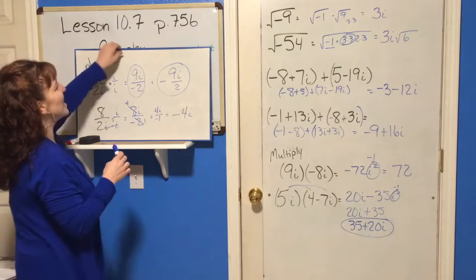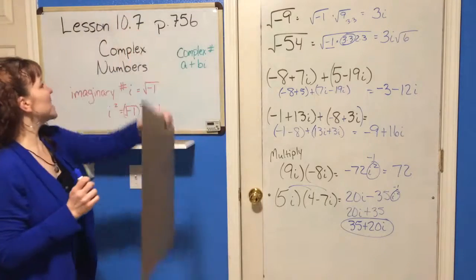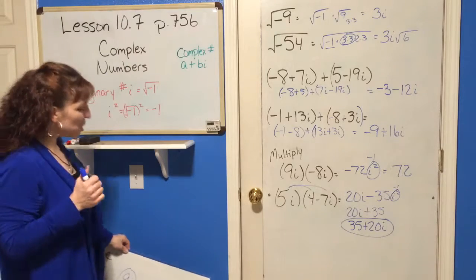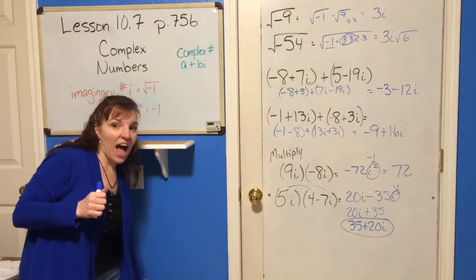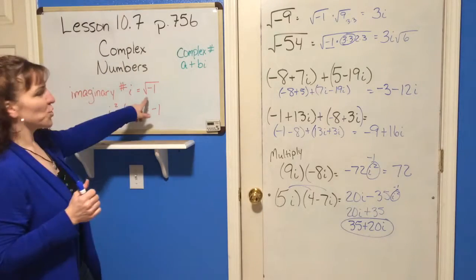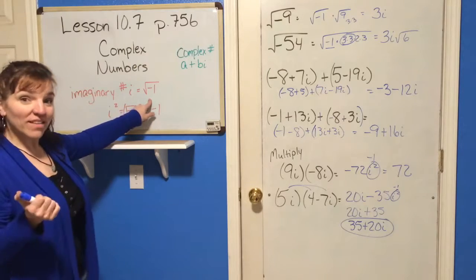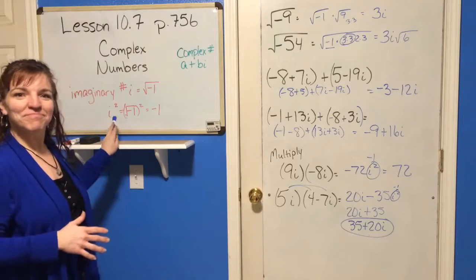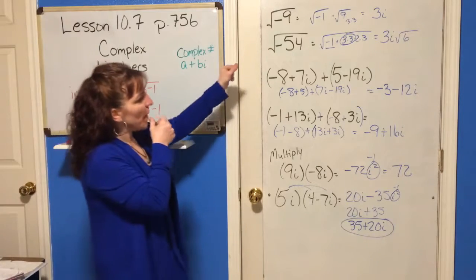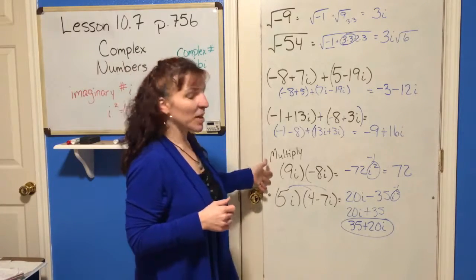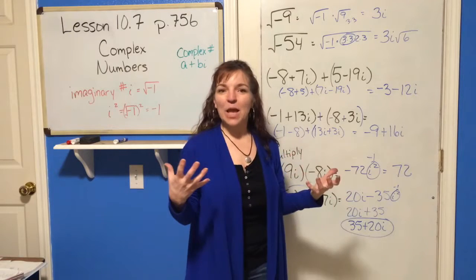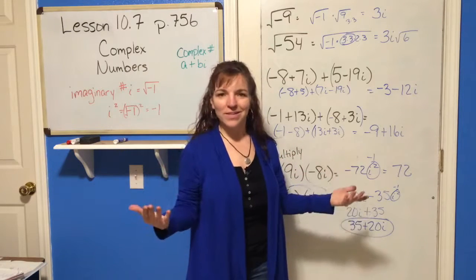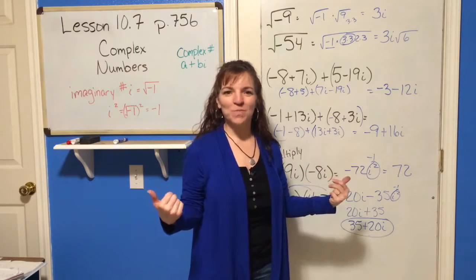Easy sneezy. All right, so complex numbers, a plus bi. The imaginary number i is the square root of negative 1. So if you square i, you get just negative 1. All right, the rules for adding and subtracting and multiplying are exactly the same as if that i were an x. All right, use the same rules. I think you've got this.